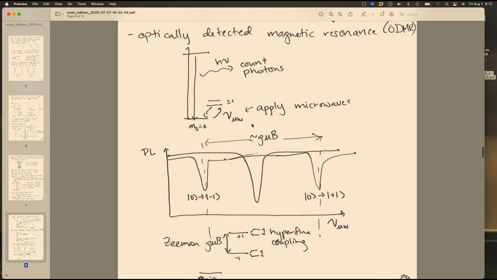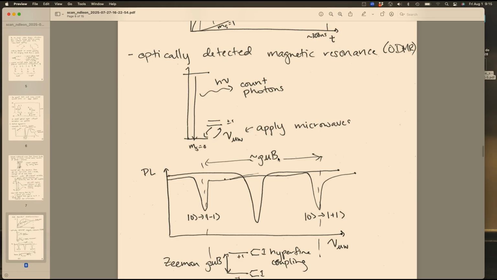Okay, so, right. So the most simple experiment that you can do is spectroscopy.